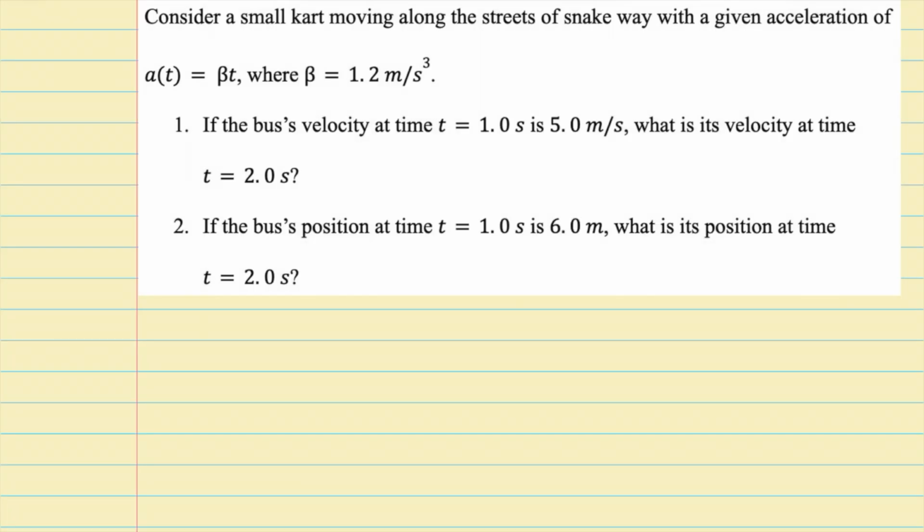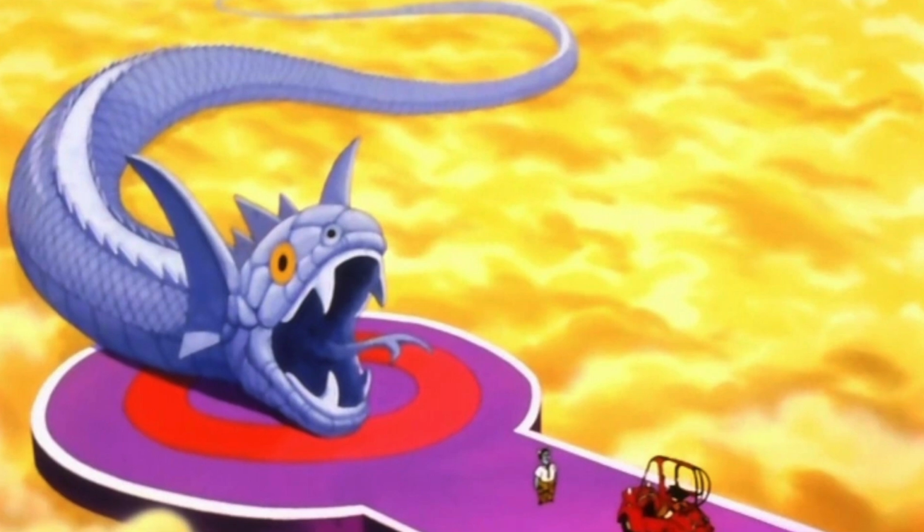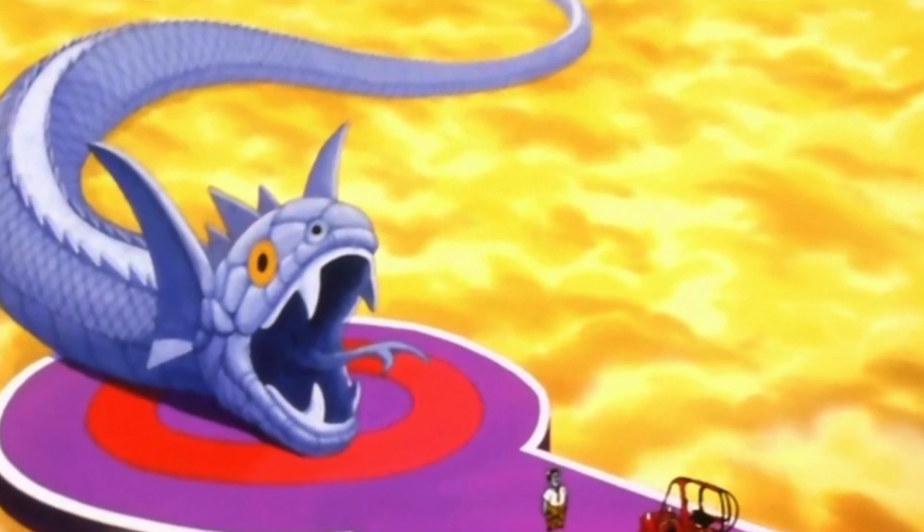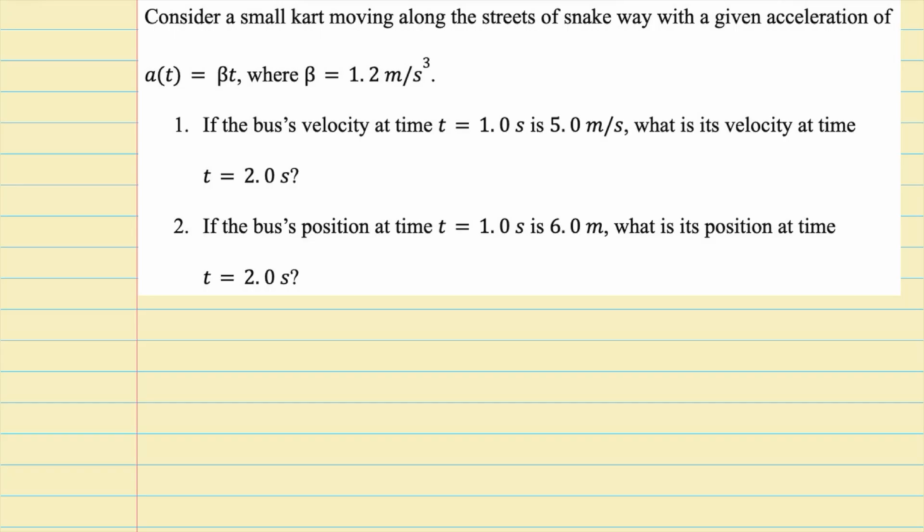What's up guys, and welcome back to the Calculusaurus channel. In this tutorial, let's consider a small cart moving along the streets of Snake Way with a given acceleration of a(t) equal to beta times t, where beta assumes a value of 1.2 meters per second cubed.